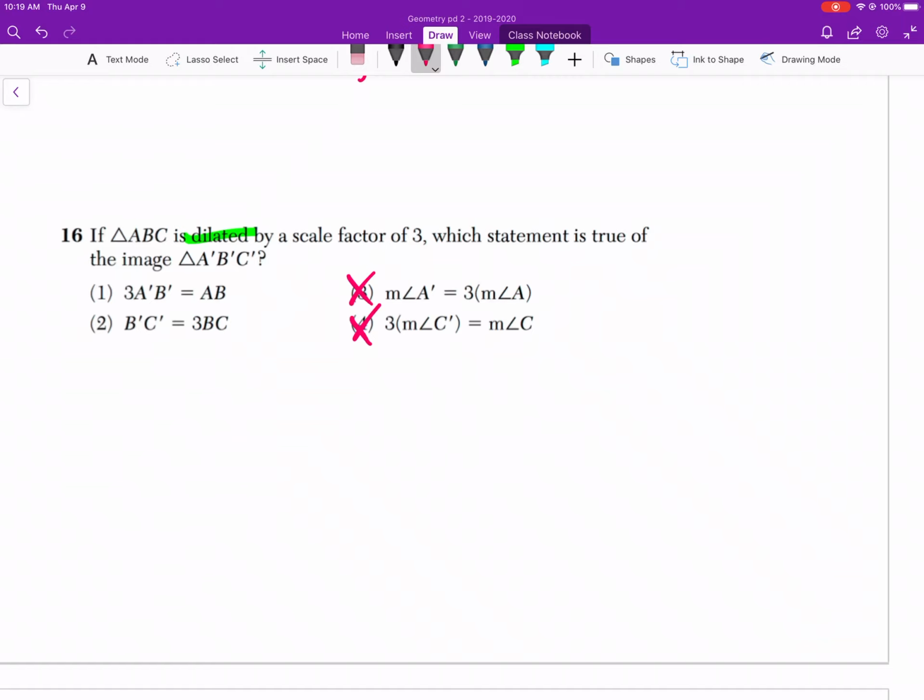The original triangle is going to get multiplied by 3. So which answer choice shows the original triangle multiplied by 3? That would be choice 2. Choice 1 is multiplying the image, the new image. No, we're multiplying the original, the pre-image, so we'd be multiplying triangle ABC. In this case, they're multiplying side length BC.